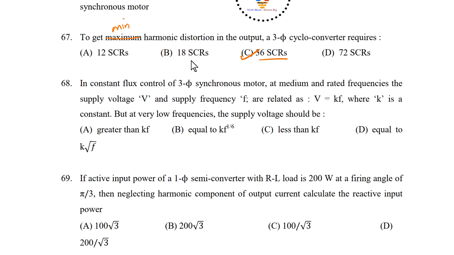Next one, in a constant flux control of a three-phase synchronous motor at medium and rated frequencies, the supply voltage V and the supply frequency F are related as V is equal to K into F, where K is a constant, but at very low frequencies the supply voltage should be equal to or greater than K into F.